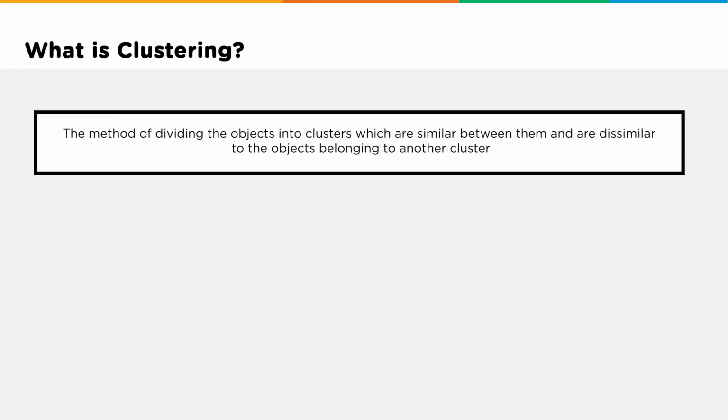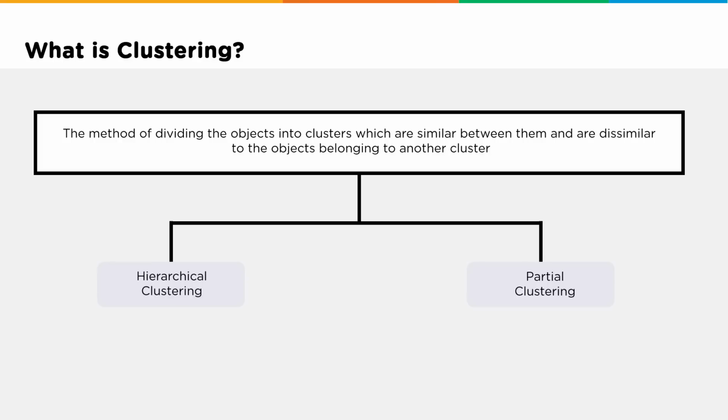The method of dividing the objects into clusters, which are similar between them and are dissimilar to the objects belonging to another cluster. So this is a formal definition of clustering. And we have here what we call hierarchical clustering and partial clustering. And we're going to go more into detail on hierarchical clustering. And you'll see the difference between the two, where partial clustering doesn't have the descending graph. It just has groups of things. And under hierarchical clustering, we're going to go over agglomerative and divisive. You can think of agglomerative as bringing things together and divisive as dividing them apart.